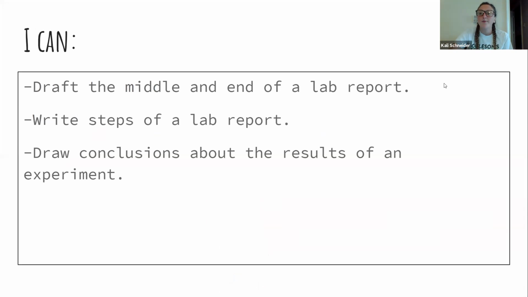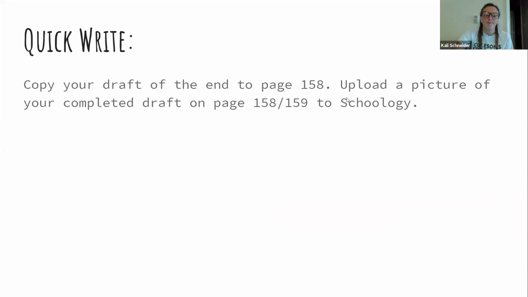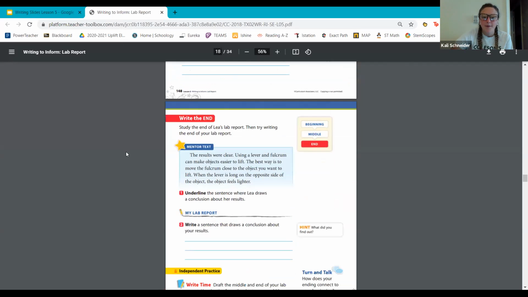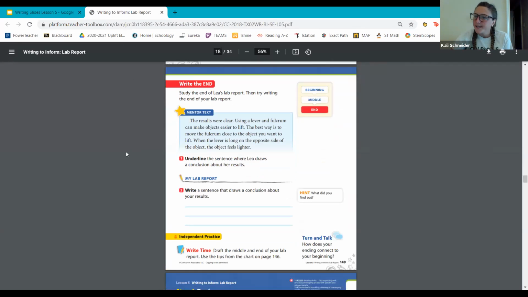All right, our objectives today are similar to what we did yesterday. I can draft the middle and end of a lab report. Today is focusing on the end. I can write the steps of a lab report, and I can draw conclusions about the results of an experiment. Okay, so those are the 3 things we're focusing on today with our ending. That is our quick write that we'll do after we go through our ending on page number 149.